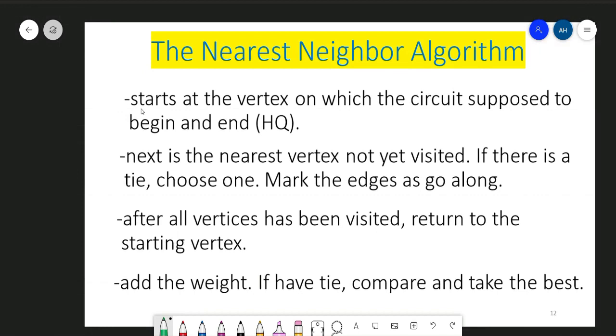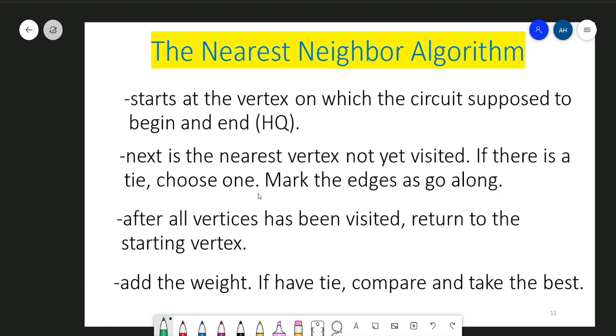Number one, we have to start at a vertex, the vertex on which the circuit is supposed to begin and end. In an application problem, maybe the headquarters, where the boss is. So we start at that particular vertex, and from there go to every other vertex exactly once. Next is the nearest vertex not yet visited. If there is a tie, choose one.